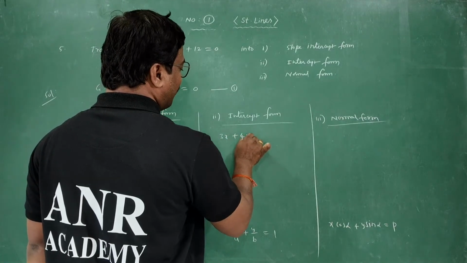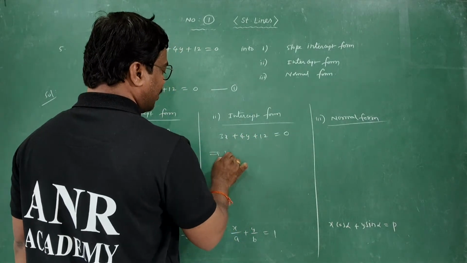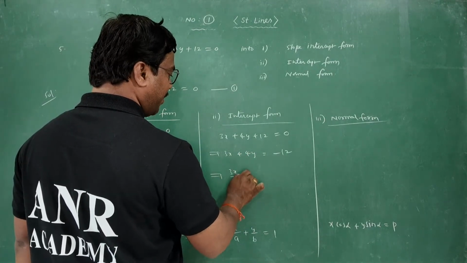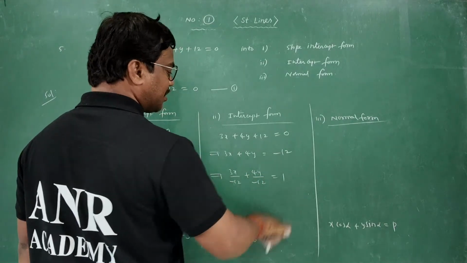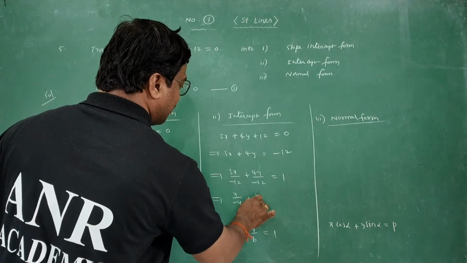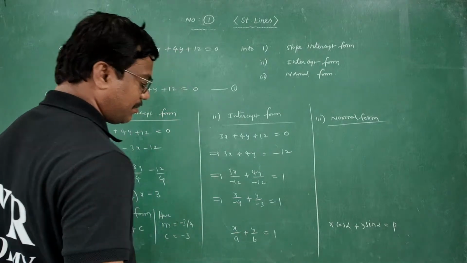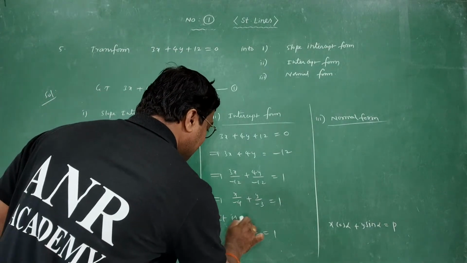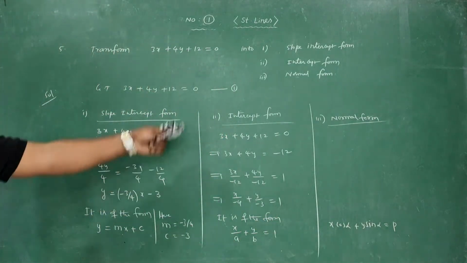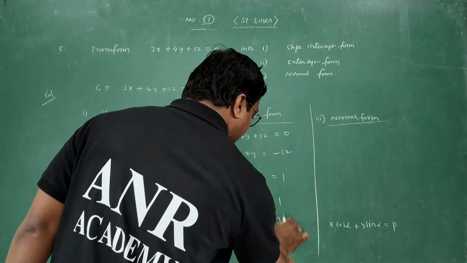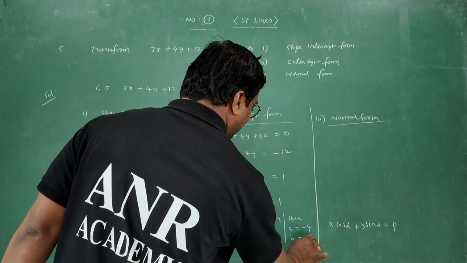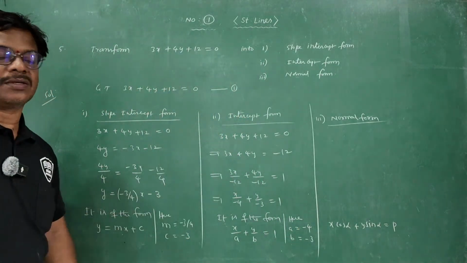Next, intercept form of line. Since 3x plus 4y plus 12 equal to 0, you can write 3x plus 4y as minus 12. In the next step, if you divide each and every term with minus 12, you will get 1 on the right side. So x by minus 4 plus y by minus 3 becomes 1. Now it is of the form x by a plus y by b equal to 1, called intercept form. And here x intercept a is minus 4, y intercept b is minus 3. That you have to mention in the solution.